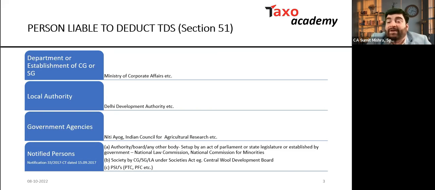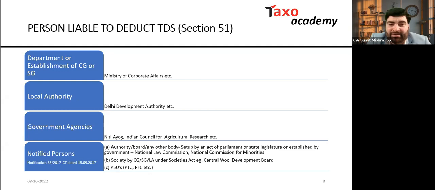When I'm raising an invoice to the Ministry of Corporate Affairs, while making the payment or crediting me in their books of account, they will deduct the tax on that service, file their return, show it in their return, and deposit accordingly. The same will be reflected in my GST portal. I have mentioned some examples like the Ministry of Corporate Affairs and the Ministry of Defense. They are supposed to take TDS registration to comply with the TDS provisions.